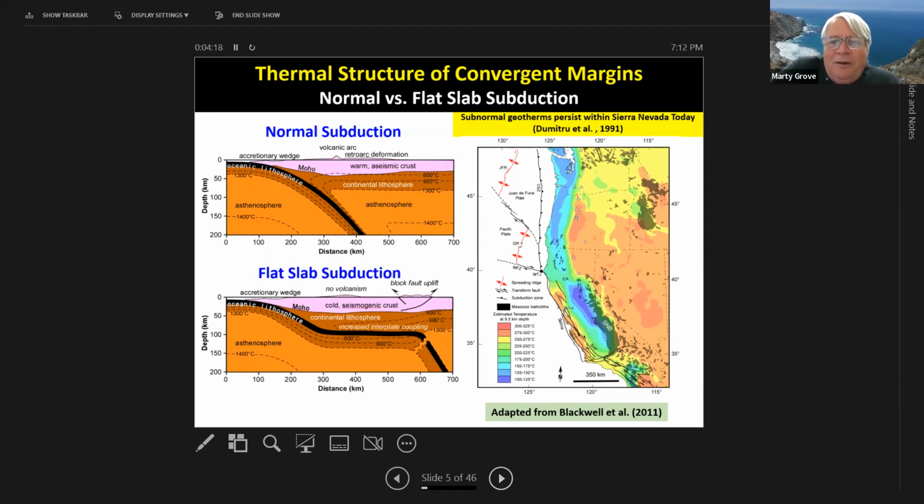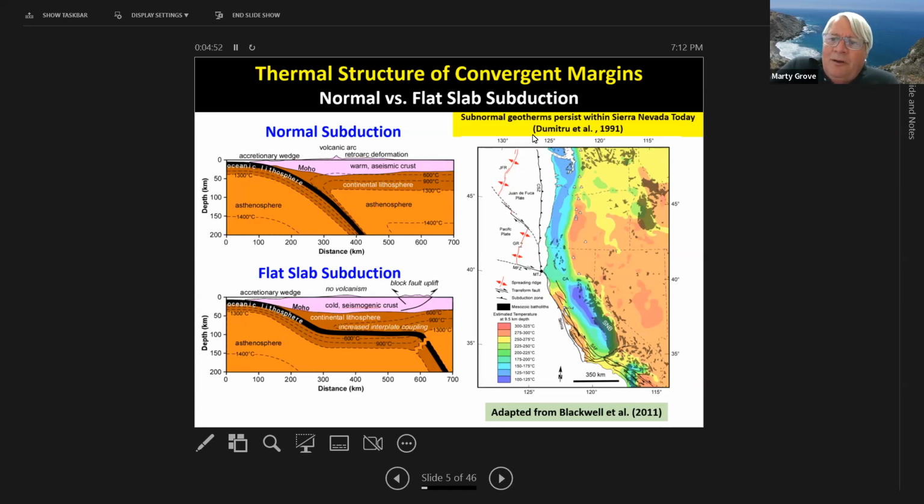And so, if you can see here in the Sierra Nevada region, the Great Valley and Sierra Nevada region, right in here, there have been subnormal geotherms persisting throughout this region that survive today, with temperatures as low as 100 to 150 degrees C beneath some parts of the Sierra Nevada batholith. So we're going to talk about how this formed and try to interpret some of the details of this.